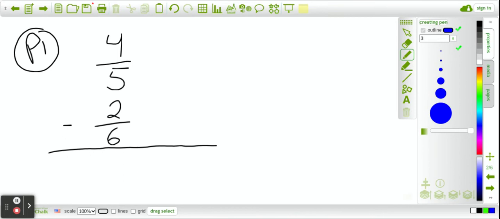So let's get right into it. Mr. P's practice problem number 1. Pause the video, do the work on a work page, and then unpause it to see how well you did.